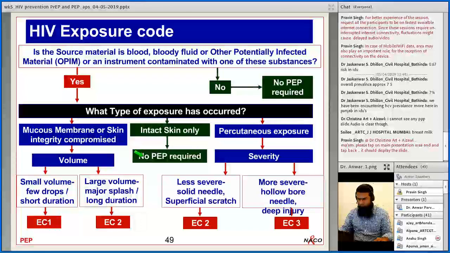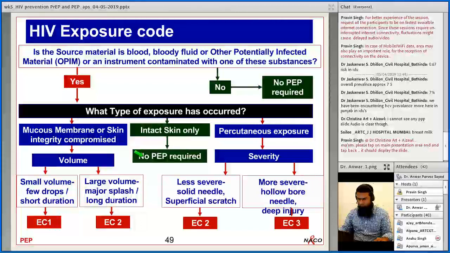So this is how it works: exposure code and patient code. Based on these codes, whether to give PEP or not is decided. First is the source material: is it blood or bloody fluid, potentially infected material, or an instrument contaminated with these substances?